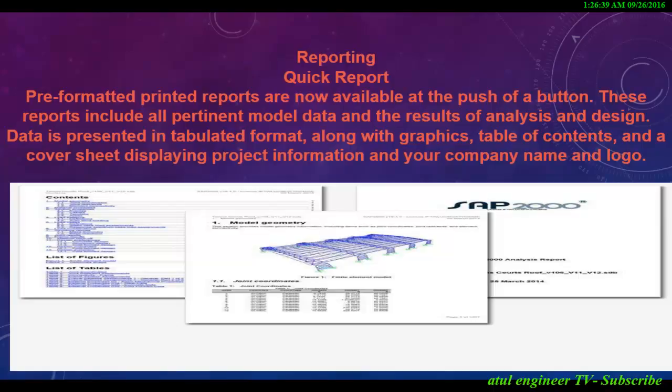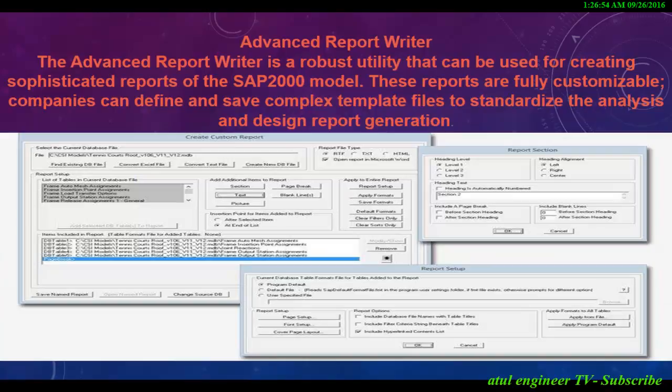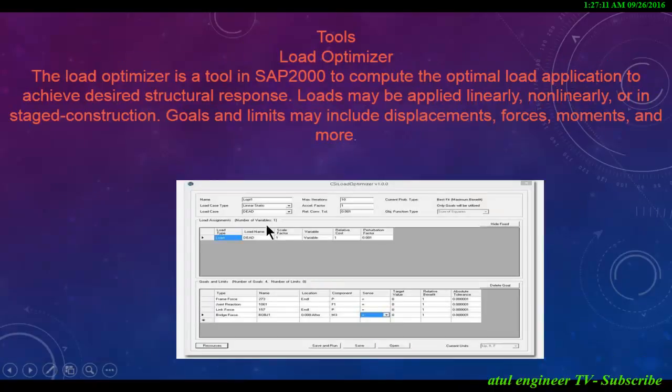Reporting. Quick report. Pre-formatted printed reports are now available at the push of a button. These reports include all pertinent model data and the results of analysis and design. Data is presented in tabulated format, along with graphics, table of contents, and a cover sheet displaying project information and your company name and logo. Advanced Report Writer. The Advanced Report Writer is a robust utility that can be used for creating sophisticated reports of the SAP 2000 model. These reports are fully customizable. Companies can define and save complex template files to standardize the analysis and design report generation.